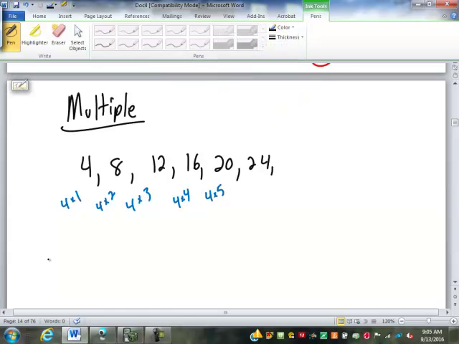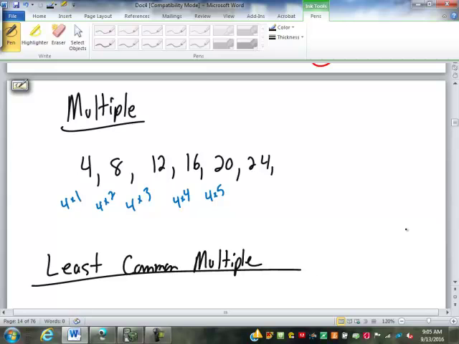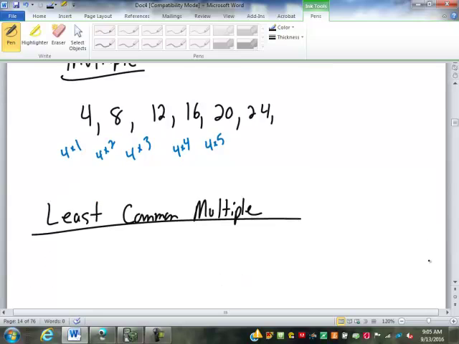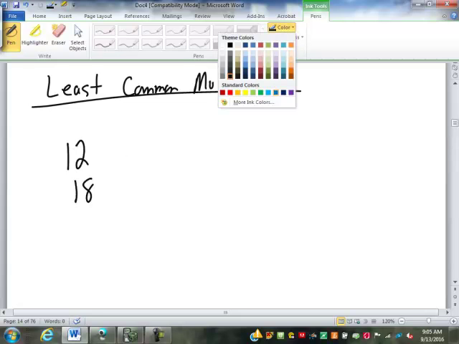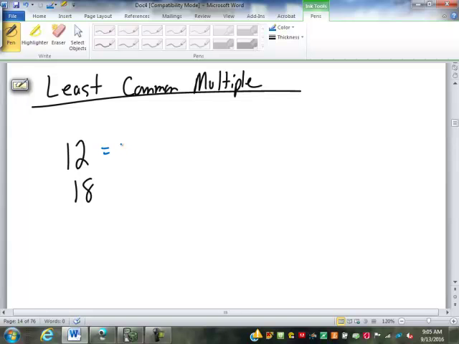So what we want to look at is something called the least common multiple. Now, unlike factors, factors are always smaller than the number, or equal to it at the very least. Multiples are always larger than the number, so we're looking at something larger than the numbers we are working with. So if I want the least common multiple of 12 and 18, I'm still going to factor them. 12 is 2 times 2 times 3. 18 is 2 times 3 times 3.